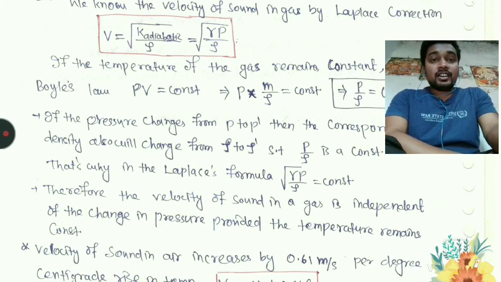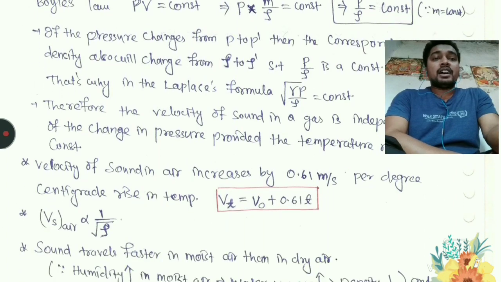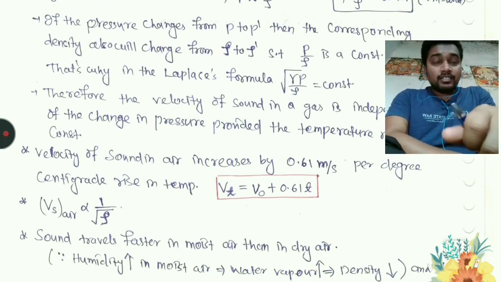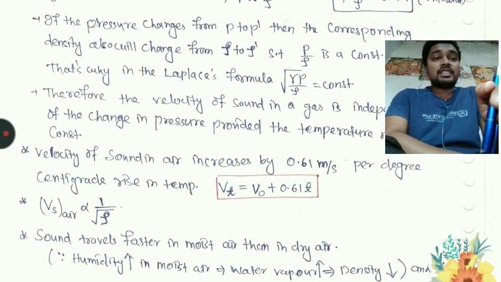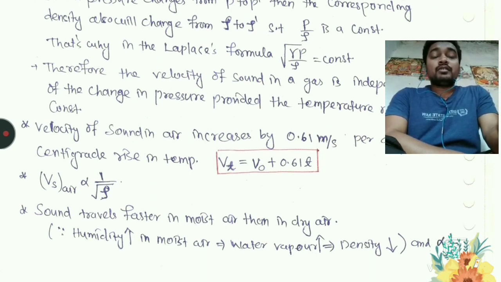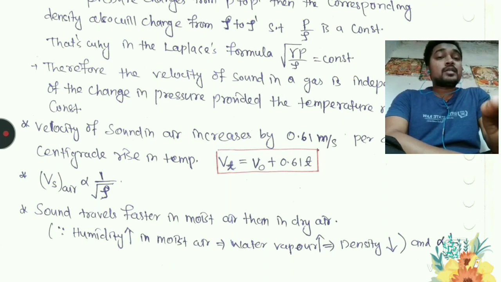And the extras are: the velocity of sound in air increases by 0.61 meter per second per degree centigrade rise in the temperature. It's given by Vt equal to V0 plus 0.61 T. Here V0 is the velocity of sound at 0 degree centigrade and T is the temperature rise. Okay, and we know velocity of sound in air is inversely proportional to the root over of density.